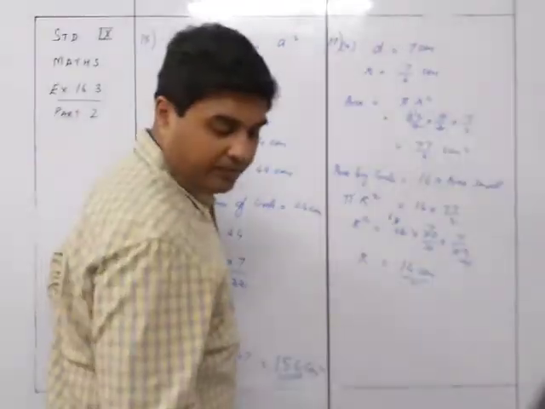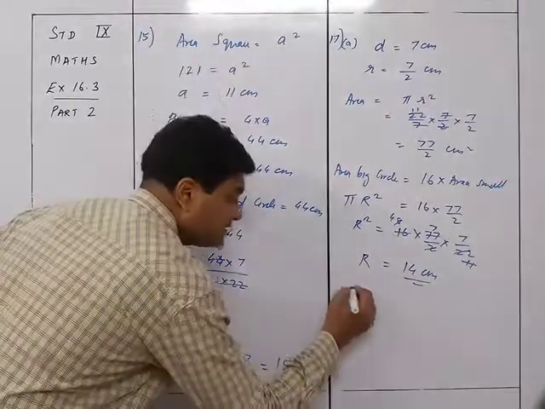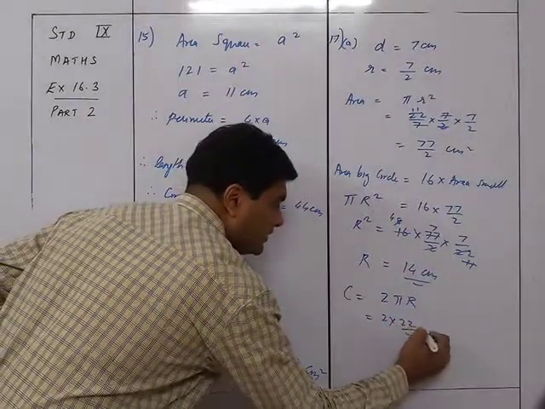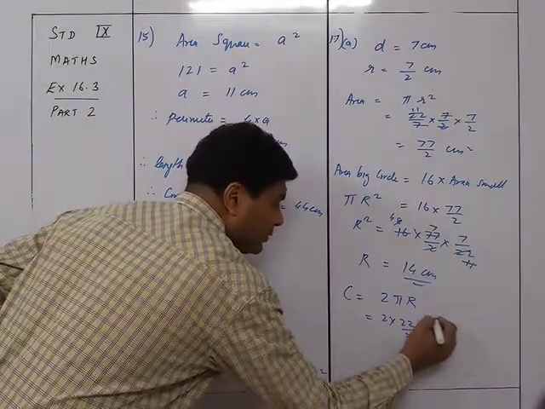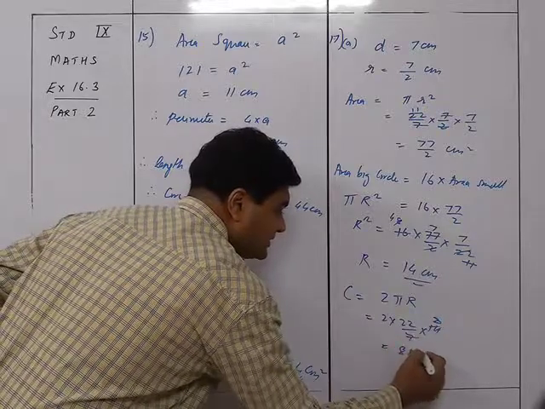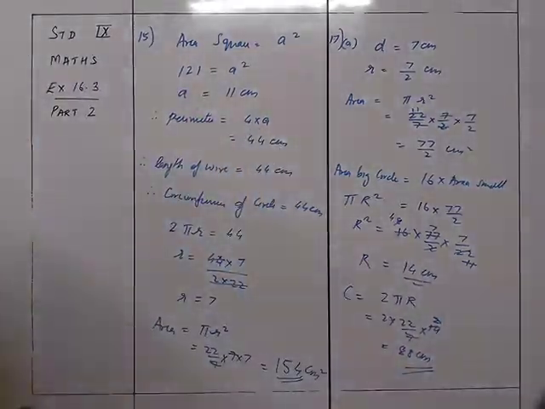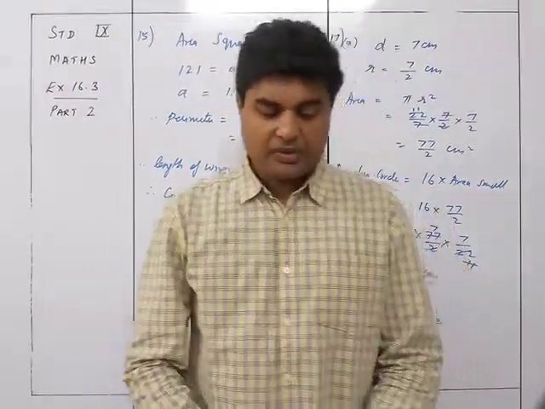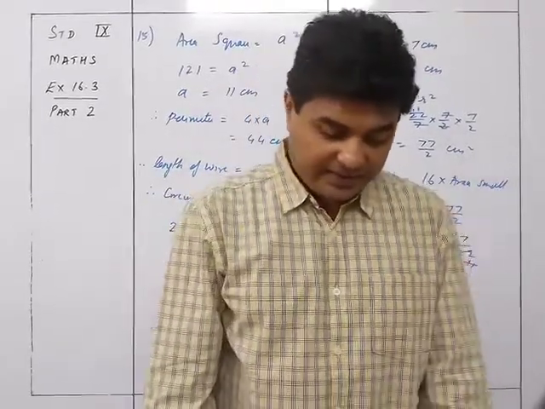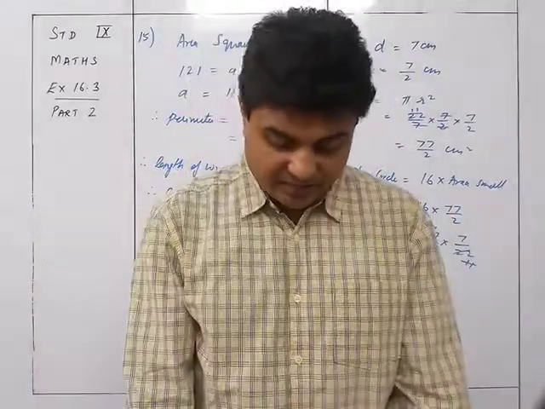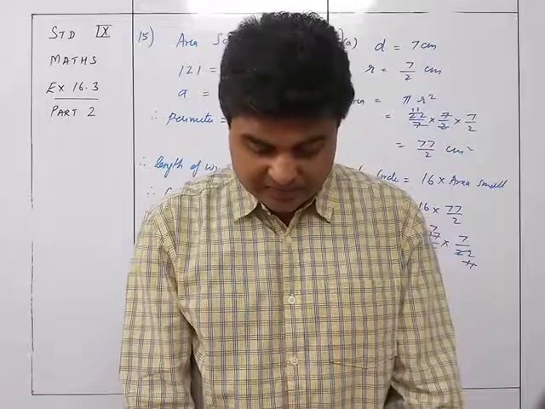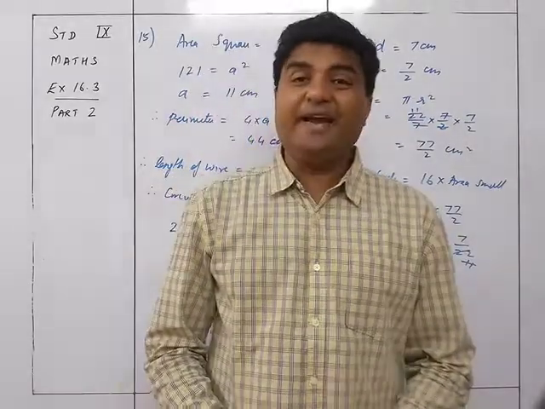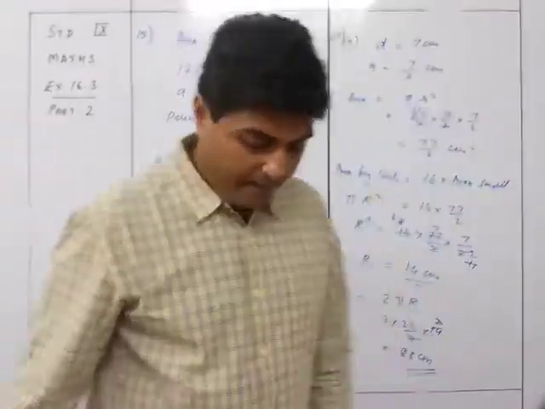Therefore, you need to find out the circumference. So circumference C is equal to 2 pi r is equal to 2 into 22 upon 7 into 14. That will give me 88 centimeters. So the circumference of the circle, whose area is 16 times the area of the circle of diameter 7 centimeters, is nothing but 88 centimeters. That was for 17A. We now move on to sum number 18.